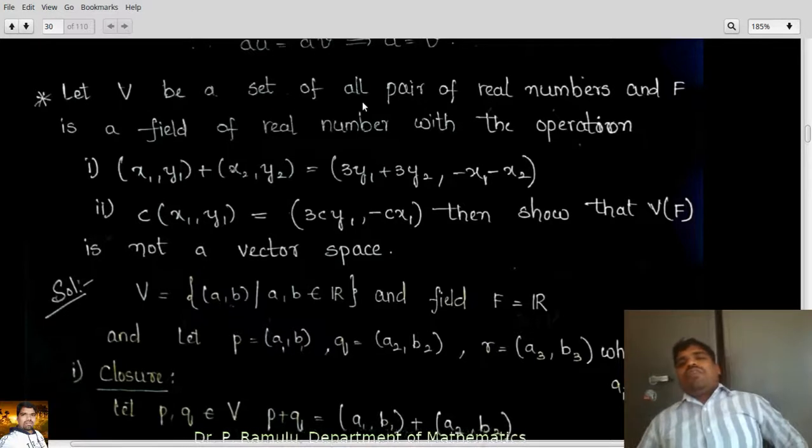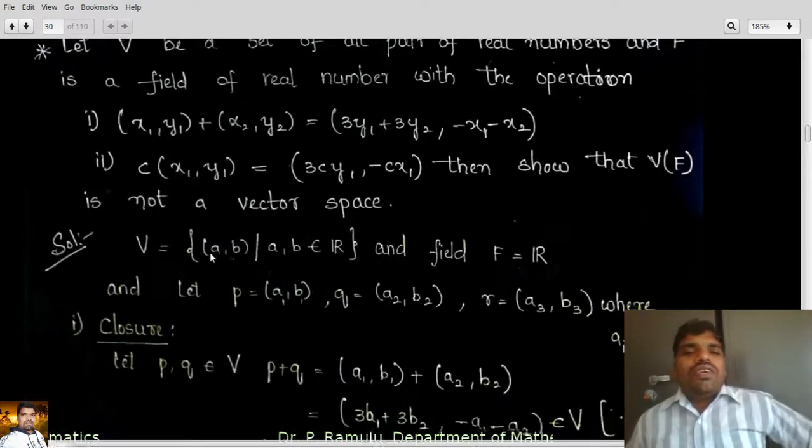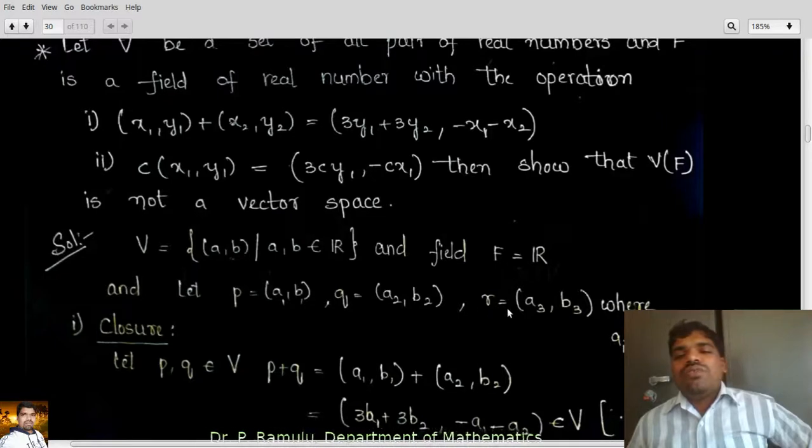Let V be the set of all pairs of real numbers and F the field of real numbers with the operations (x1, y1) plus (x2, y2) equals (3y1 plus 3y2, minus x1 minus x2). The second one, c into (x1, y1) equals (3c y1, minus 3c x1). Then show that V over F is not a vector space. I am taking V as the set of all pairs (a, b) with field F equal to R. Let P equal (a1, b1), Q equal (a2, b2), and R equal (a3, b3).